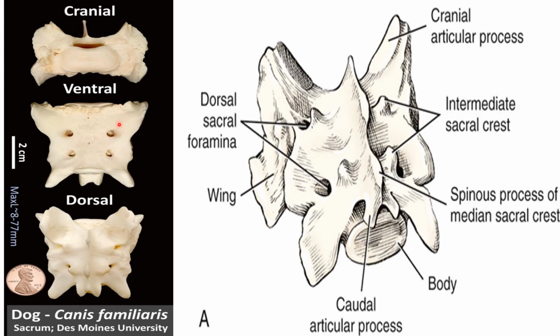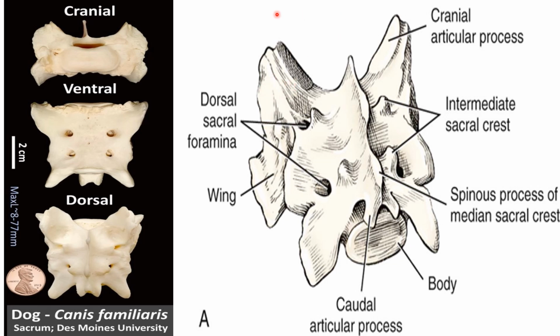It also articulates with the ilium bone to form the sacroiliac joint, and it articulates craniolaterally with the ilium in order to form the sacroiliac joint. This point of the sacrum articulates with the ilium of os coxae of dog.